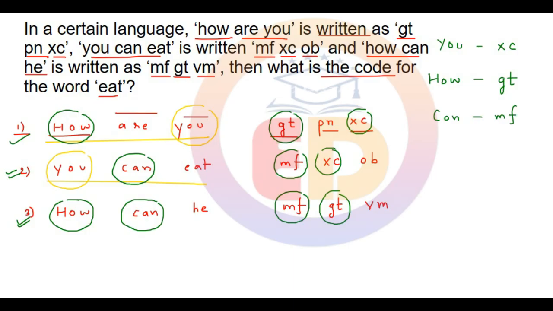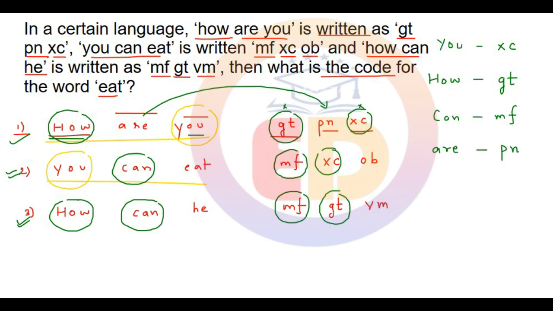And now, since we have found out most of the codes, like in the first we have found the code of how, which is GT, and U, which is XC. So R will be coded as PN. Let's write down, R is coded as PN.